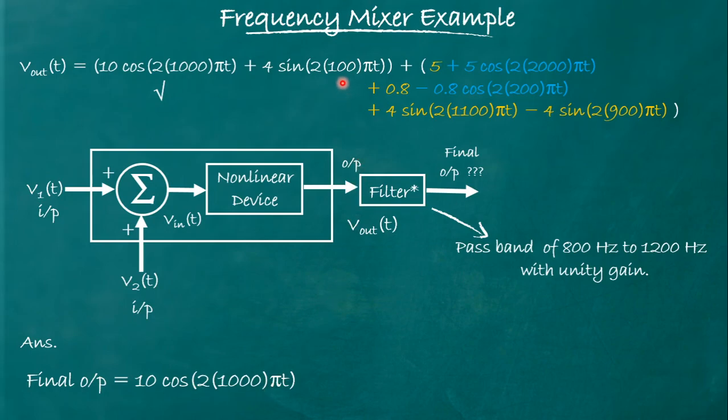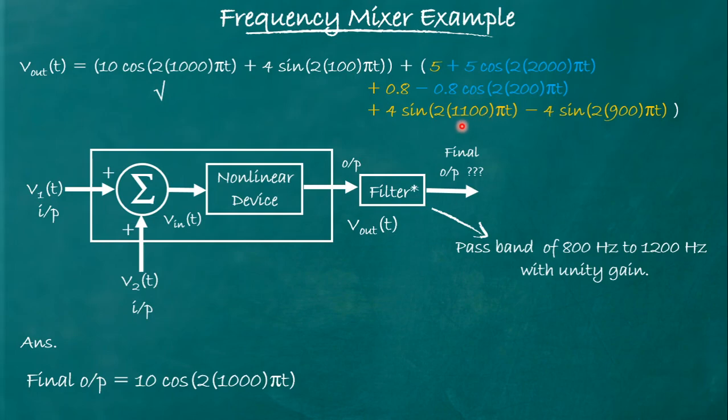Now the second term has a frequency of 100 hertz, which is far lower than 800 hertz. So the second term will not get passed through the filter. Similarly, the third term has a frequency of 2000 hertz, which is far greater than 1200 hertz. So the third term will get rejected by the filter. Fourth term, here you can see that this term is 200 hertz, which is less than 800 hertz. So this fourth term will not get passed through the filter.